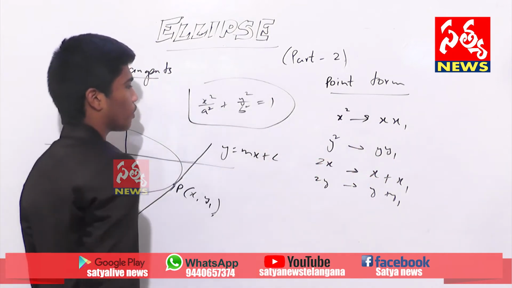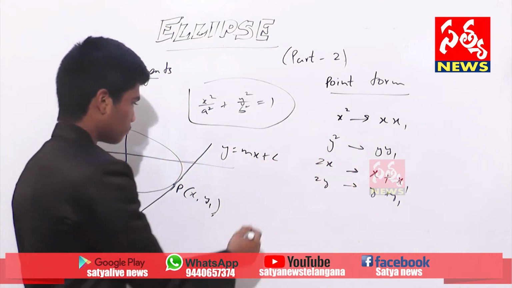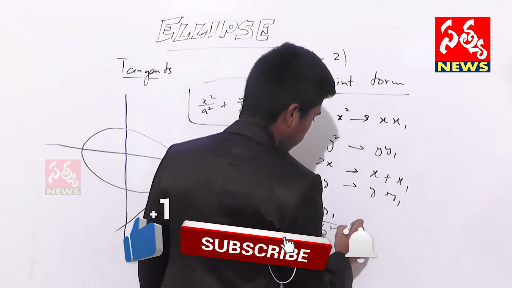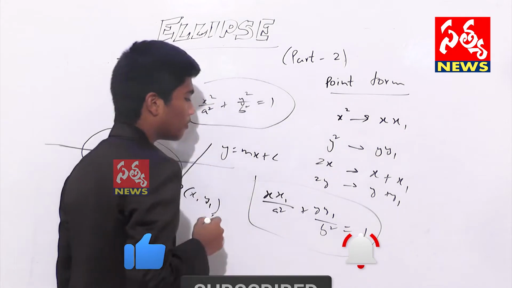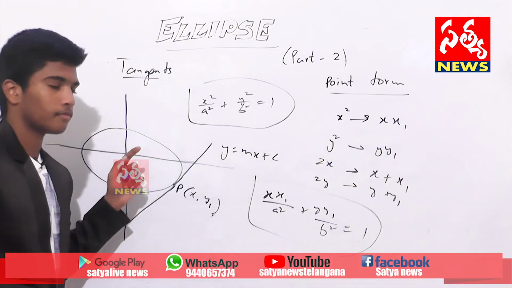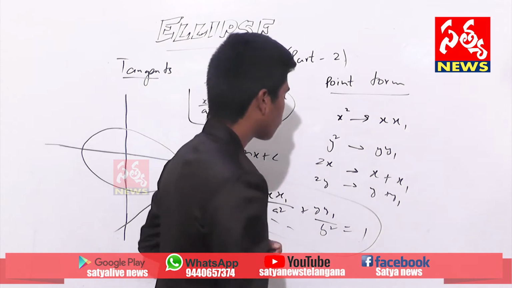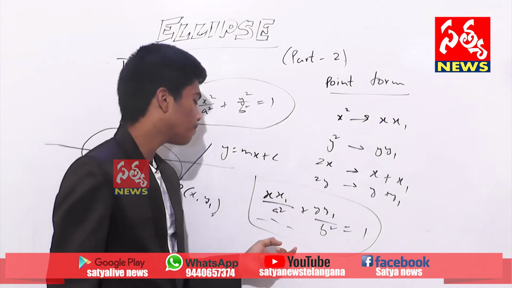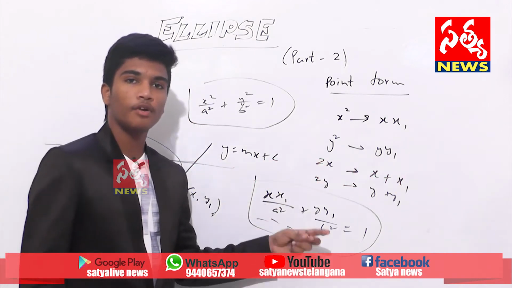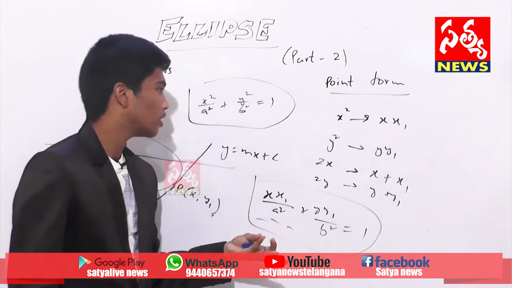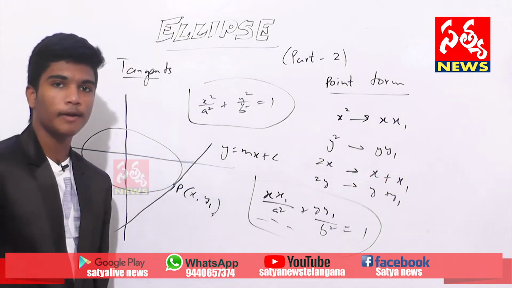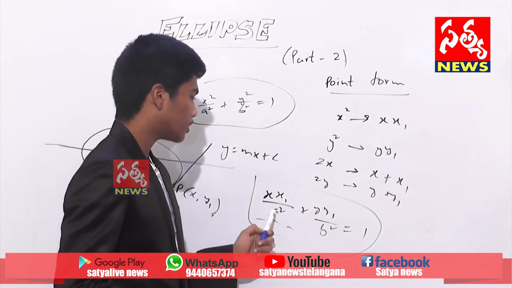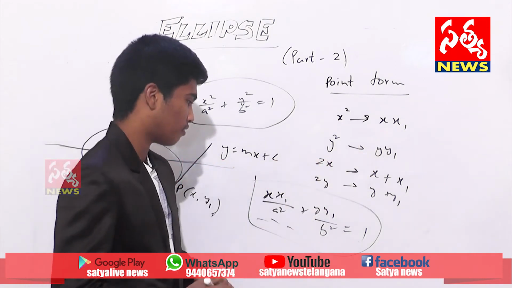What is the equation? x square by a square plus y square by b square equals 1. And now xx1 by a square plus yy1 by b square is equal to 1 is the general point form of a tangent. This is the point form. As we have discussed in circles and parabola, from point form only we derive all the different forms such as parametric form, slope form, etc. Similarly here also. This is very important: replacing x square as xx1 and y square as yy1.